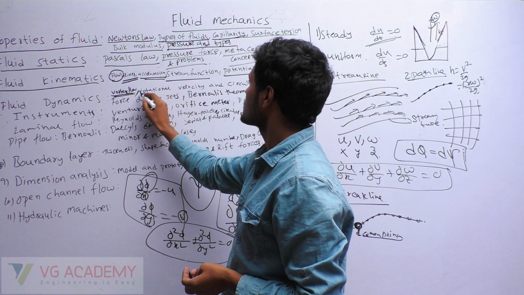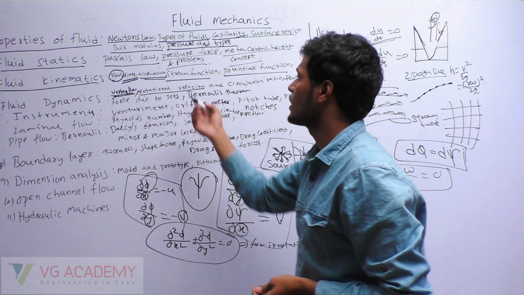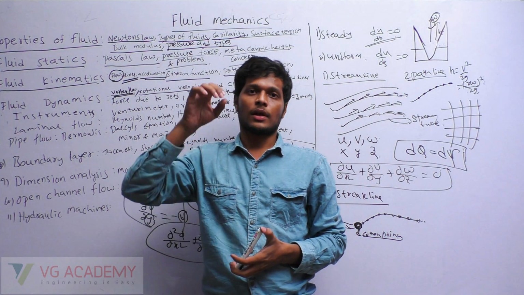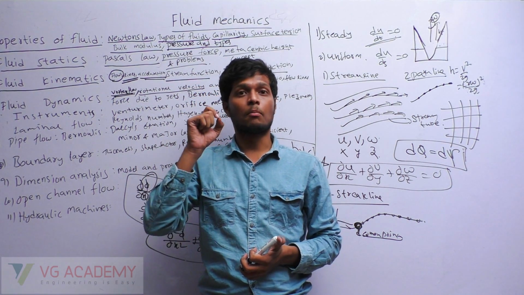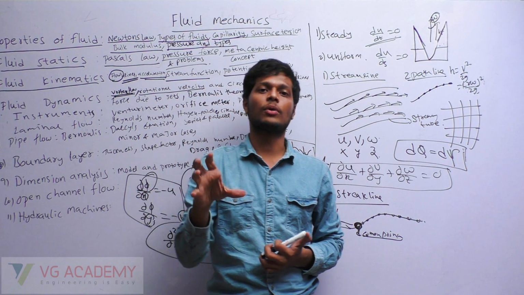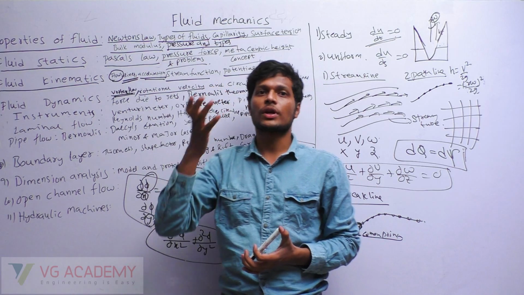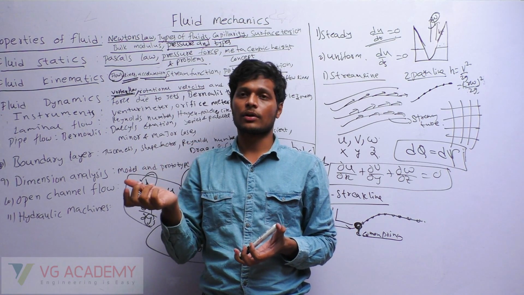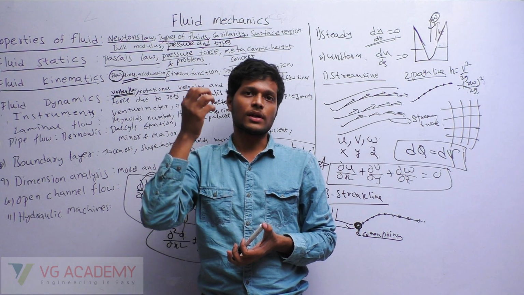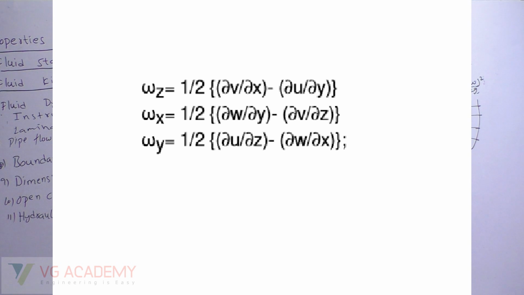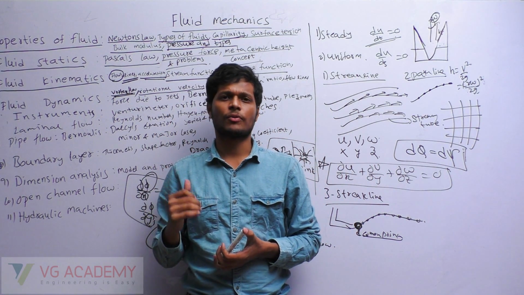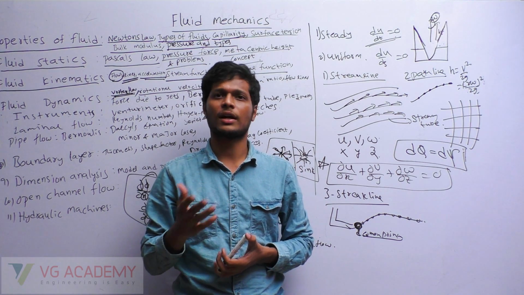Now, rotational velocity. The formula for rotational velocity is not important, but when can we say there is rotational velocity? If the velocity with respect to the mass center of the fluid is not equal to 0, only then we say it has rotational velocity. If a single particle has a rotation, we don't say the flow has rotational velocity. Only if there is a resultant rotation with respect to the center of mass do we say so. You can see the formulas of rotational velocity along x, y, z. I hope you will not get any question from that.